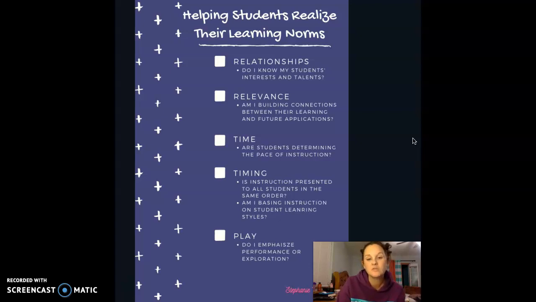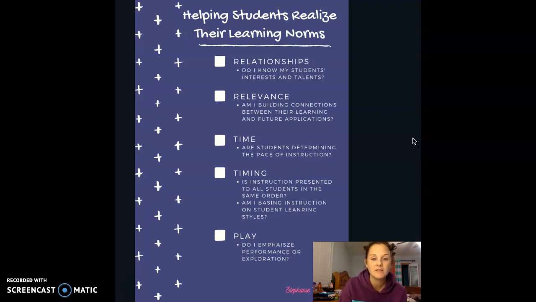So the first step is relationships. I need to ask myself, do I know my students' interests and talents? You can build these relationships by just having conversations with your students. I do this throughout the day, as I see students entering and leaving my room, any downtime, just really questioning them about their day, their plans for the weekend, what they did the last weekend, and getting to know them.